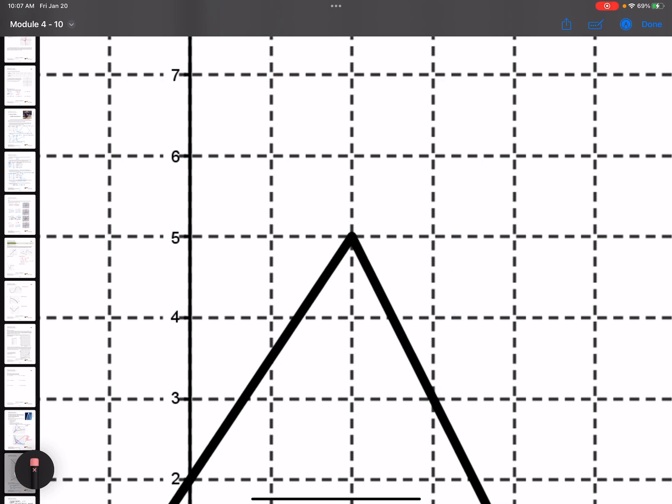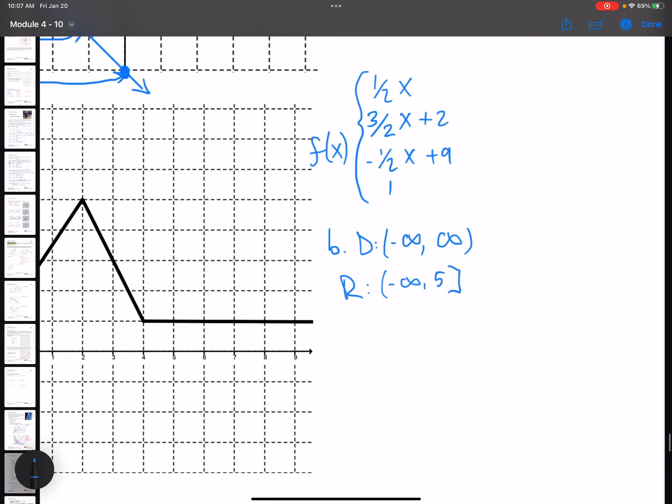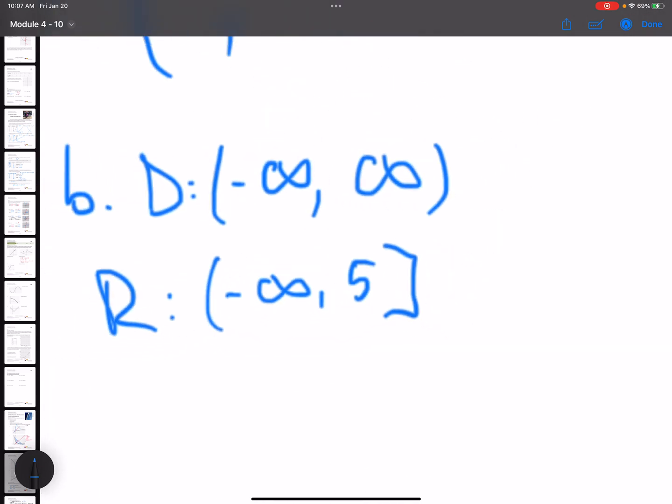If you did the interval notation, that's fine. Just make sure that you put a y in.